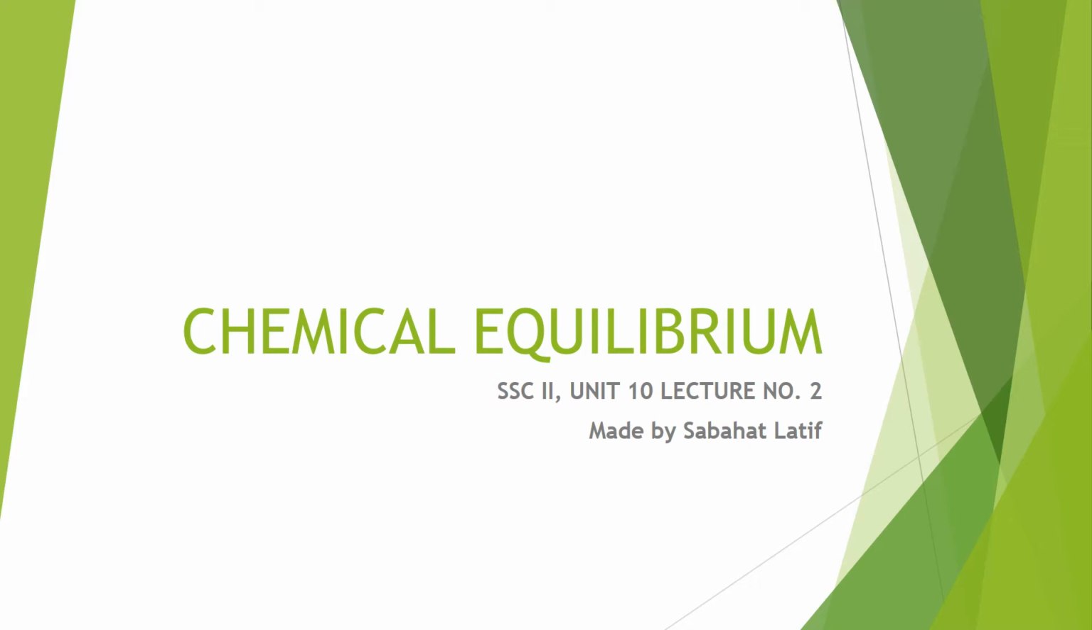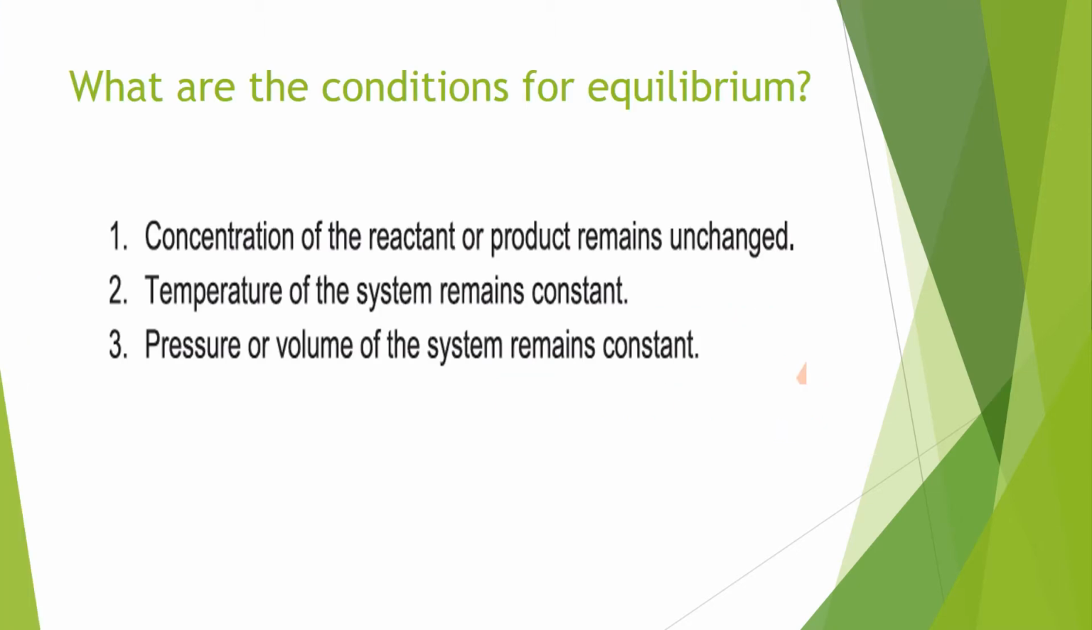Today is my second lecture about chemical equilibrium, unit number 10. Now, what are the conditions for the equilibrium? There are three conditions on which the equilibrium depends. Equilibrium will remain intact if three conditions are fulfilled.